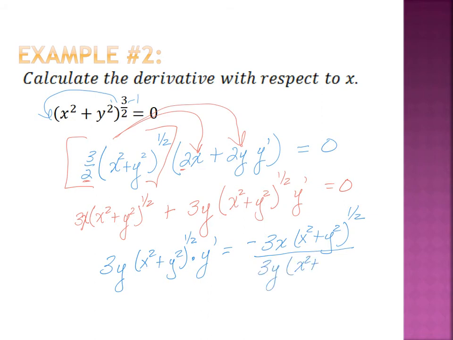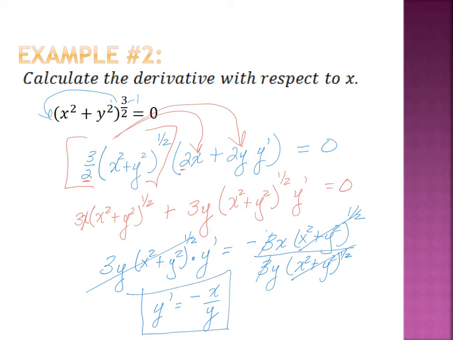So I'm dividing by the 3y times x squared plus y squared to the 1/2, and I'm leaving the y prime. Notice that my x squared plus y squared to the 1/2 cancels, my 3's cancel, and this turns into this cute little y prime equals negative x over y. Who thought something so complicated could come out so simple?